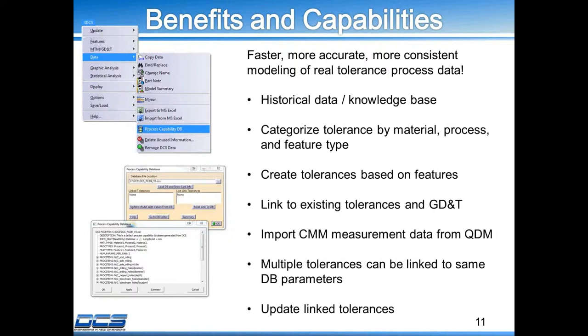So what we do is we take historical data or your knowledge base, and then we create a database within DCS. We like to categorize each of these tolerances from your knowledge base by material, process, and feature type, so that we can filter and categorize through maybe your list of thousands of different possibilities of tolerances and easily find the one you want to apply.